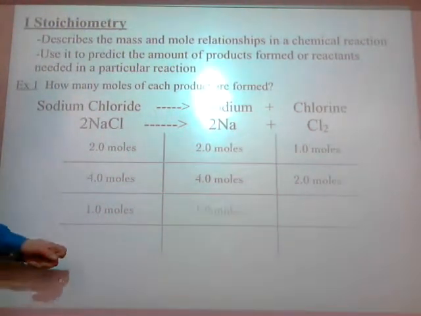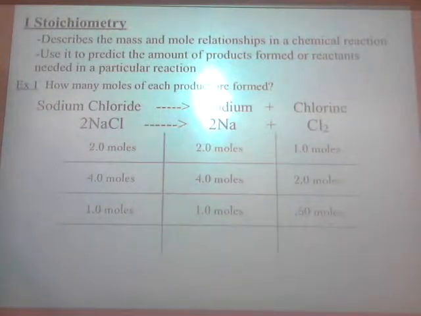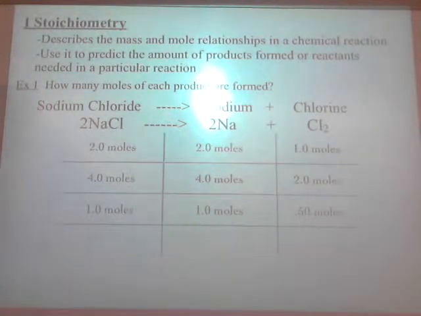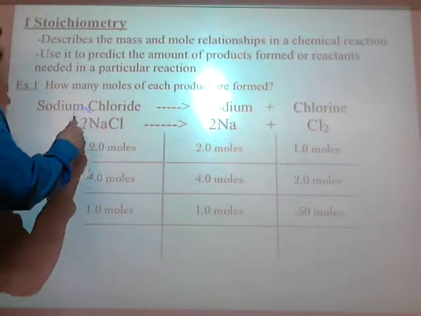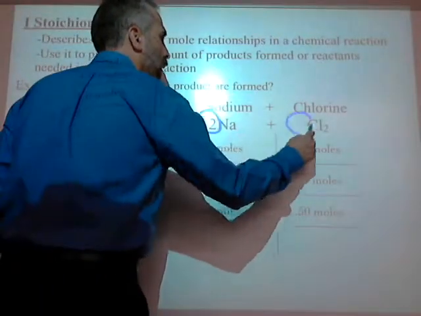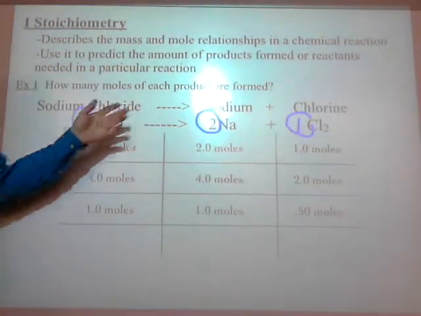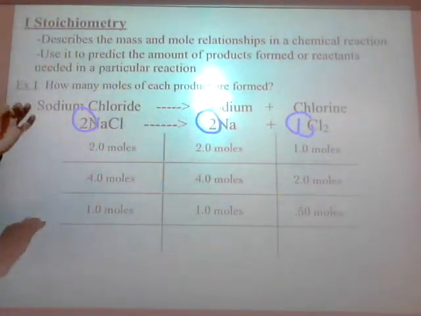Okay. Did you all write down 1 and 0.5? Hopefully you did. And if you didn't, even if you did, I want to explain it to you. Watch. Now, these numbers here, these coefficients, which is a 1 implied there, right? You all know that. Okay. These coefficients are the mole ratio.